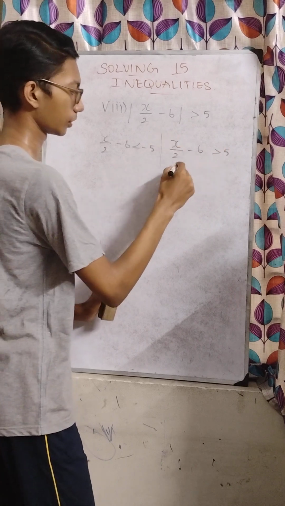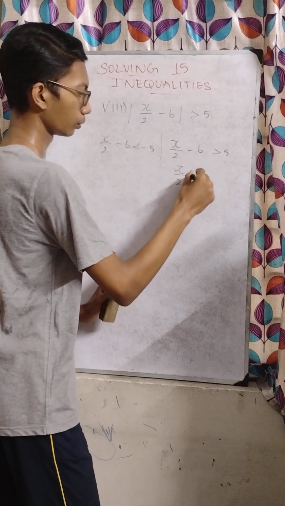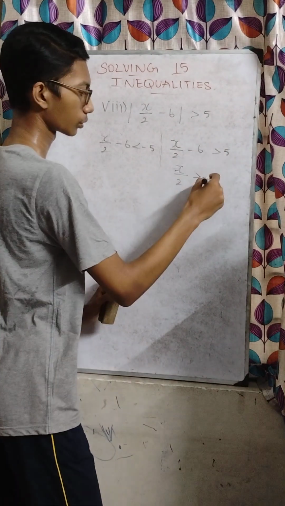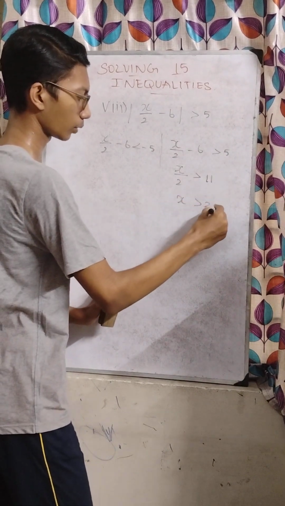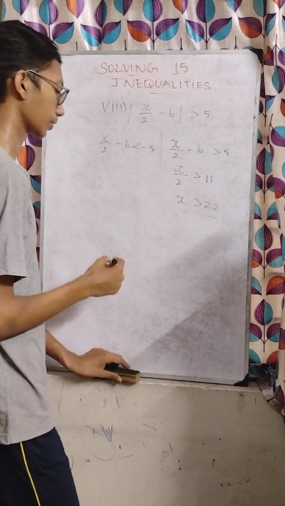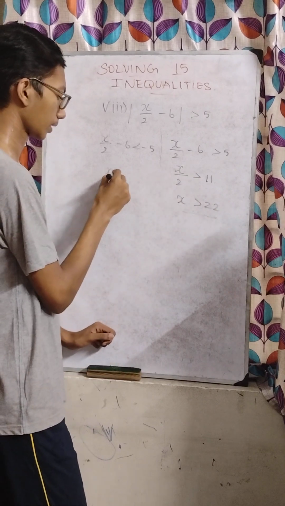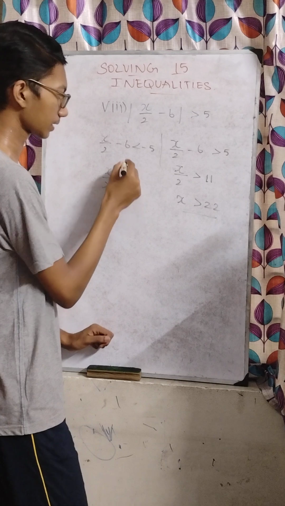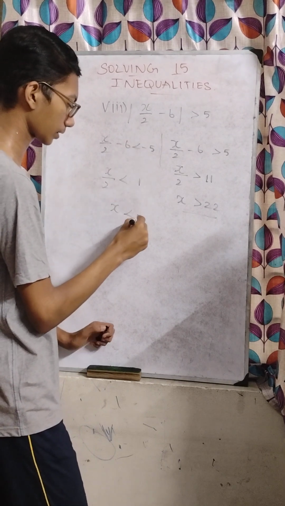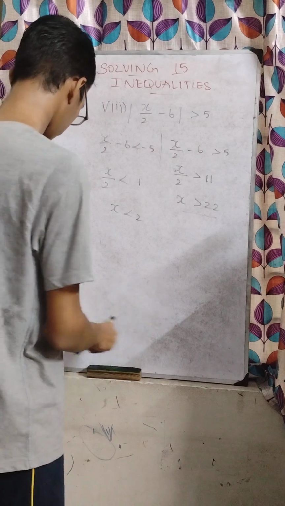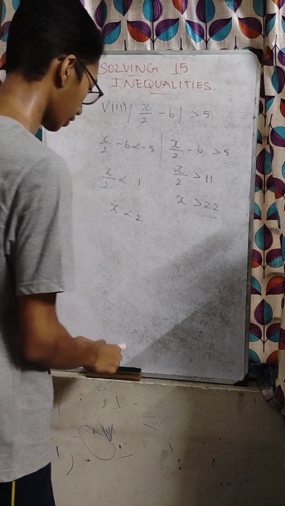We will solve this first. x by 2 is greater than, take this 6 to the other side, we get 11. x is greater than 22. So this is one of the answers. Now the next thing, x by 2 minus 6 is less than minus 5. Add 6 on both sides, x by 2 is less than 1, so x is less than 2. So this is another solution.